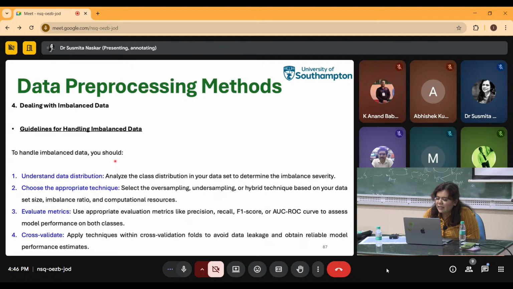Select either oversampling, undersampling, a hybrid approach, whichever works best. And then evaluate the metrics. Accuracy alone can be misleading with imbalanced data, so you have to use more informative metrics like precision. Those are the things you need to do. And then cross validate, to confirm your study. Apply these techniques with cross validation folds to avoid any data leakage and ensure that your performance is estimated on reliable, realistic data.